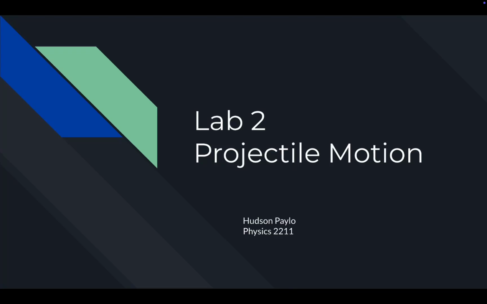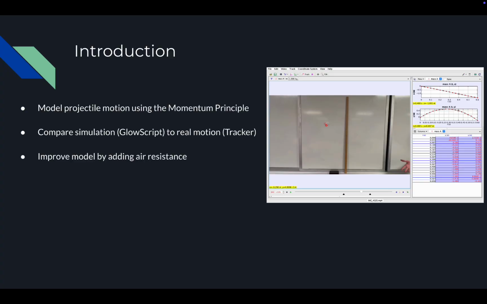Alright, so this is lab 2, projectile motion. Basically in this lab, we had a ball and we threw it up in the air. As you can see in the background, there's a meter stick. The meter stick was just for scale, to be able to see the actual distance it traveled.